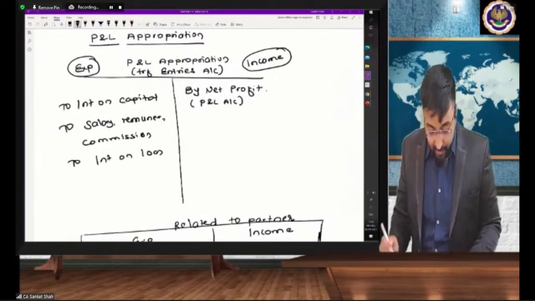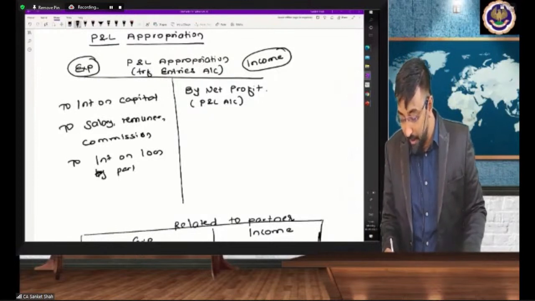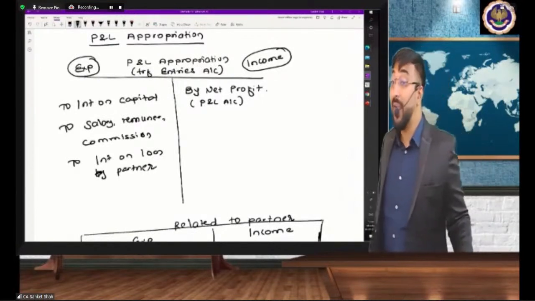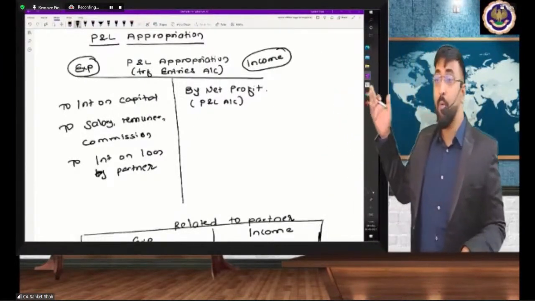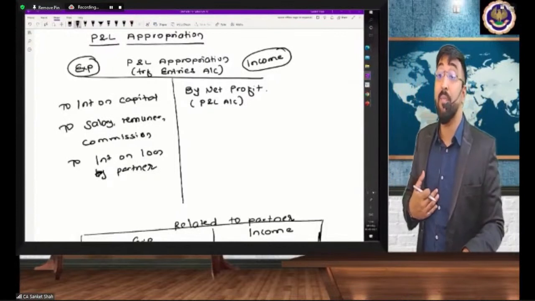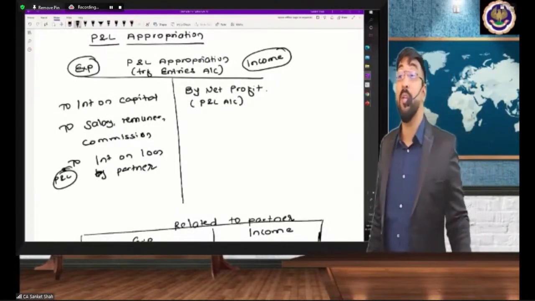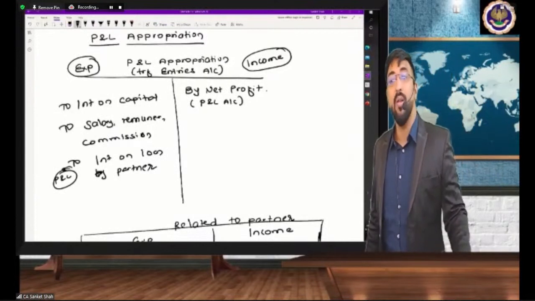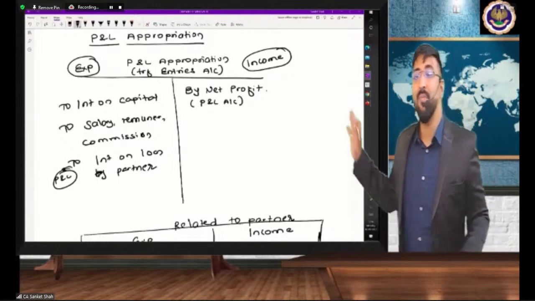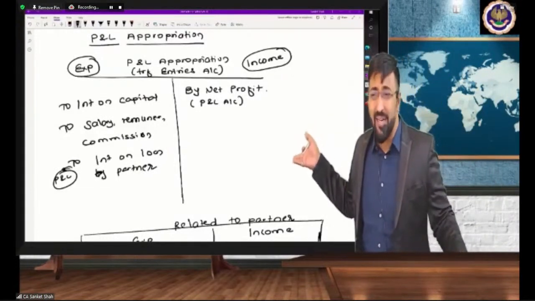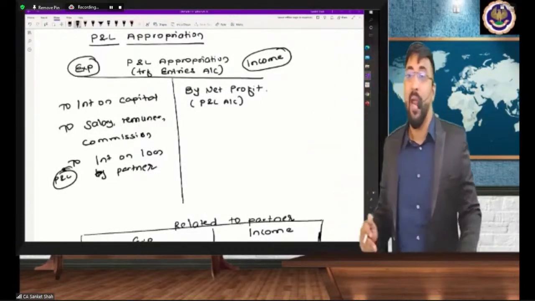Now it depends. Interest on loan to partner. Sorry, loan given by partner. Now it might be you considered it in P&L account. And suppose, if you ask me, it is mandatory in P&L. According to me, it's in P&L, but if it is related to partner, normally we consider it in P&L appropriation. So some students are asking me, sir, interest on loan to partner is mandatory. If it is mandatory, you will write it in P&L account. Where to transfer it? In P&L account.